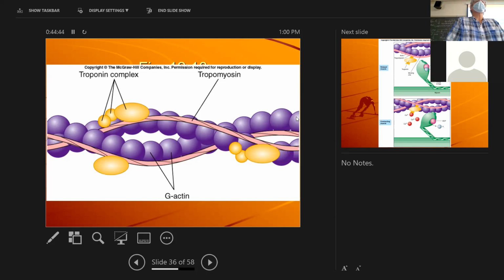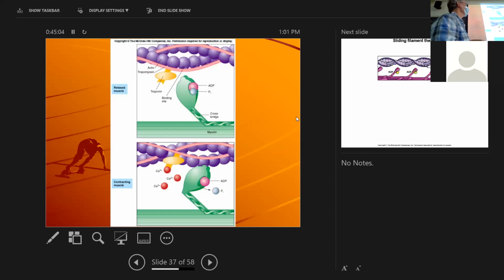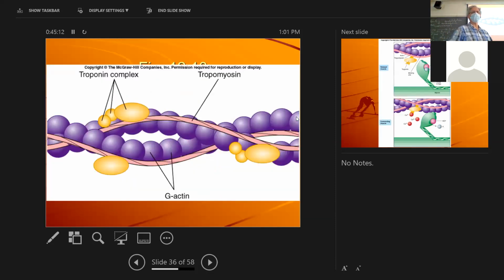So this tropomyosin has to be moved. And you can see it is associated with a three-polypeptide complex called troponin. And troponin is also very sensitive to calcium. Now, when troponin binds calcium, it changes conformation. And when it changes conformation, it essentially drags tropomyosin off the parts of the actin that are bound by myosin. So now myosin can recognize it.